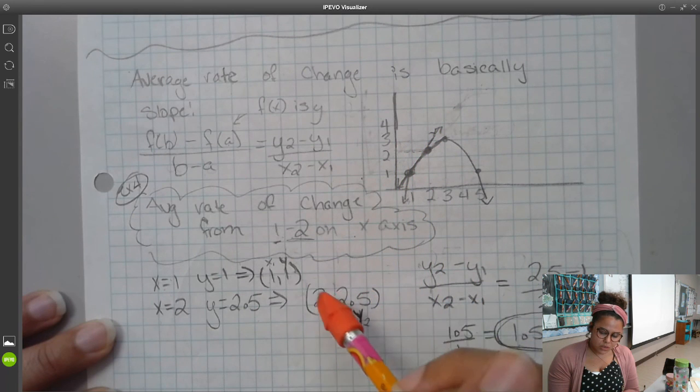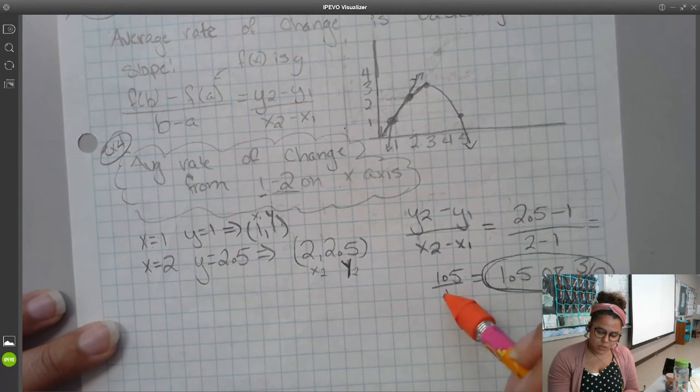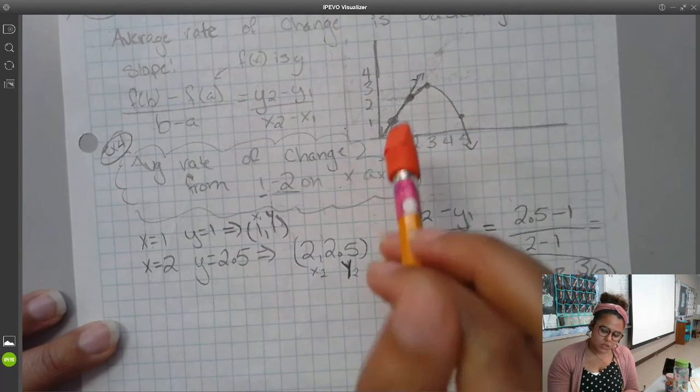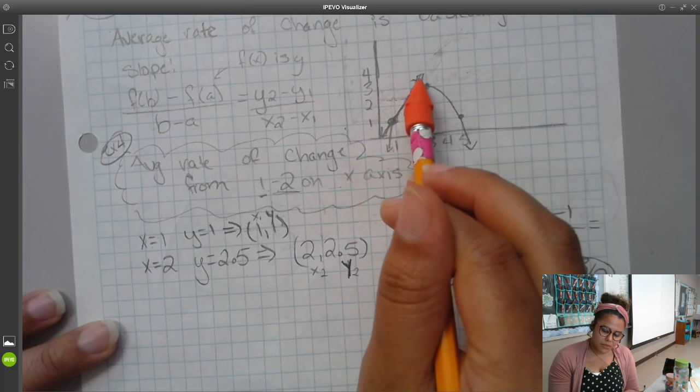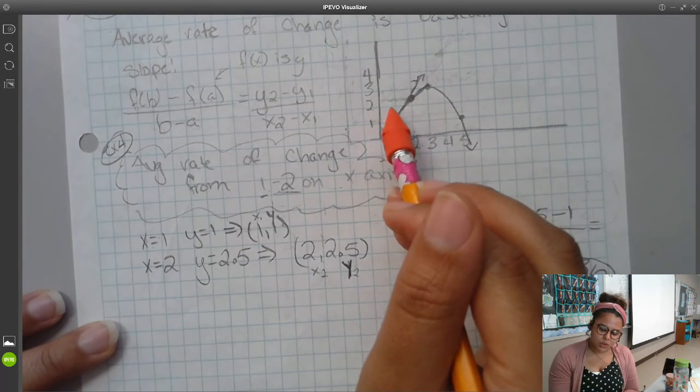So I do 2.5 minus 1 and 2 minus 1. 2.5 minus 1 is 1.5, and 2 minus 1 is 1. So my average rate of change from this point to this point, the slope of a line through these two points, is 1.5 or 3/2. To get from this point to the other, I'd have to go up 1.5 and right 1.